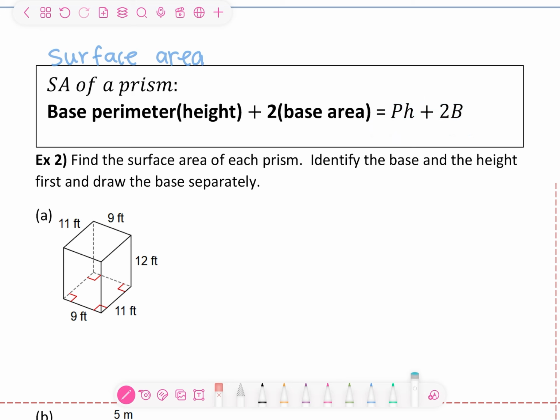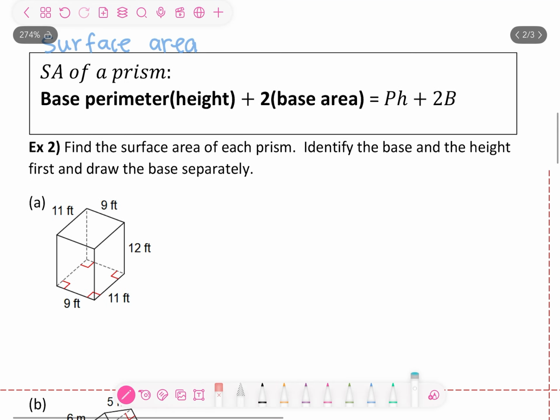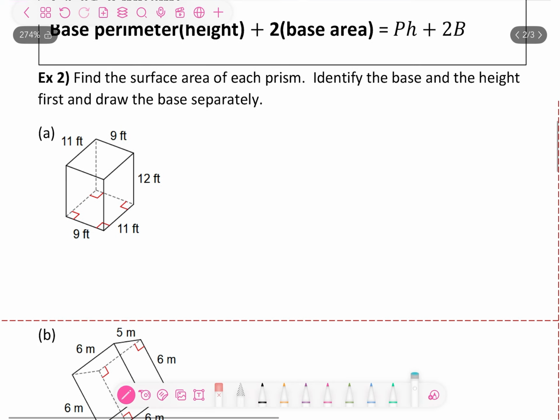All right. So example 2 says, find the surface area of each prism, identify the base and the height first, and draw the base separately. Perfect. First things first, let me take a look at what I see here. I have a prism that looks like either a square or rectangle. I can tell it's a rectangle because if I look at the base at the bottom here, it has 3 right angles, and it has 9 by 11 feet as its dimensions, which is actually a rectangle, not a square. So I'm going to take that base and put it over here.